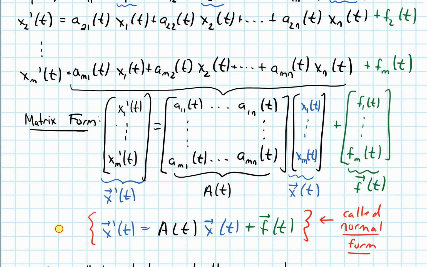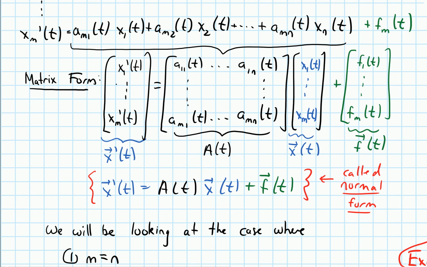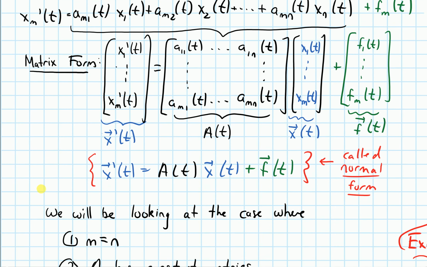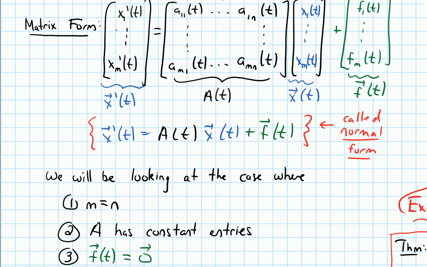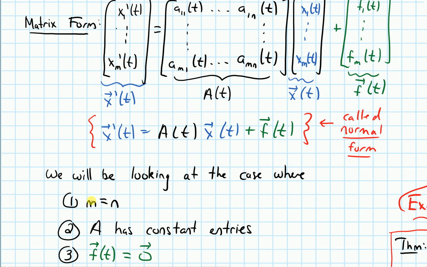So we're going to be focusing on a special case. We're going to be looking at the case where m and n are the same. So the number of equations and the number of unknown functions that we're solving for, these x's, are the same.